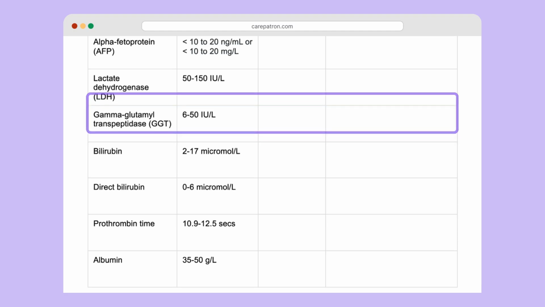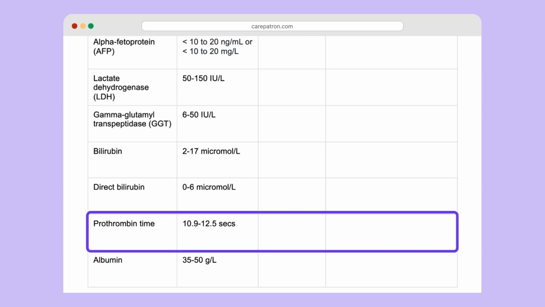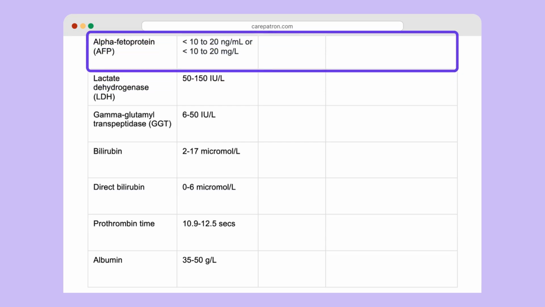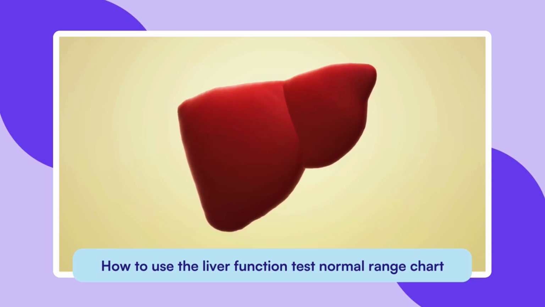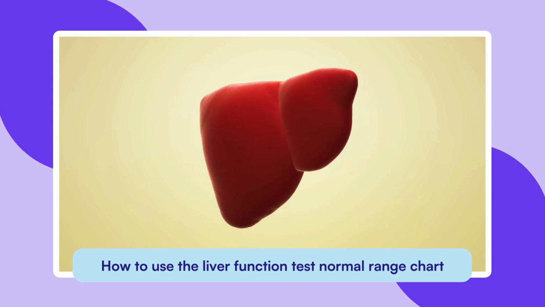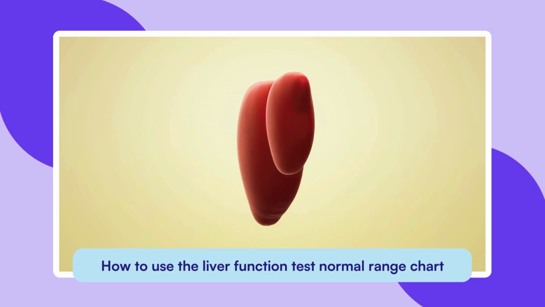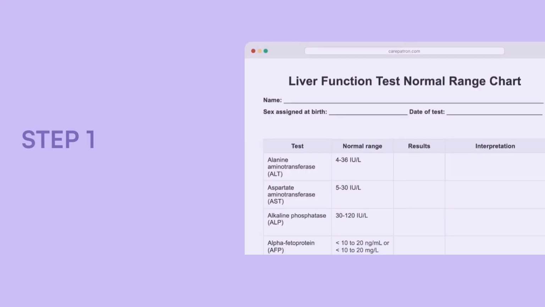Prothrombin time. Measures blood clotting time, often linked to liver dysfunction. AFP, a tumour marker used in diagnosing liver cancer. The liver function test normal range chart displays the normal values for each of these tests, helping healthcare providers identify potential liver issues when values deviate from the normal range.